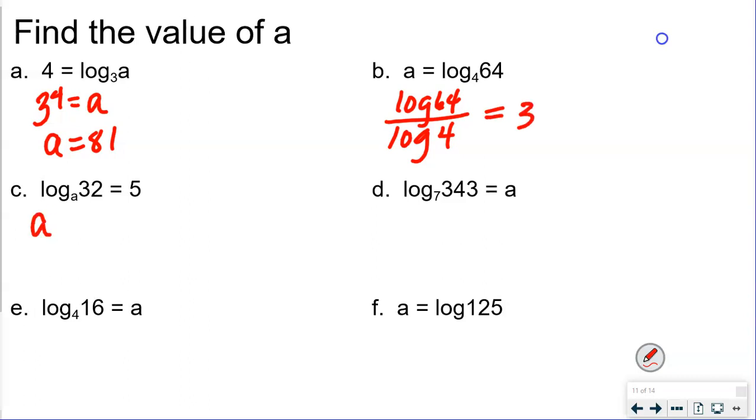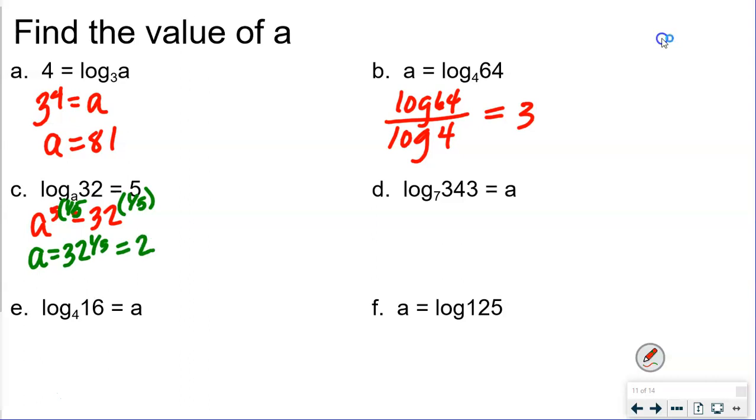This one we're going to say a to the 5th power is equal to 32. And the way we get rid of this is to take this to the 1/5 power, which means that's what we're going to do over here. So a is really equal to 32 to the 1/5 power, which is equal to 2.